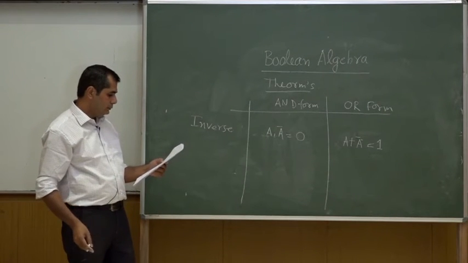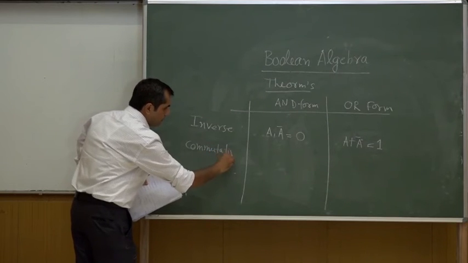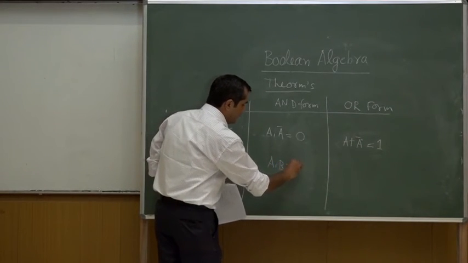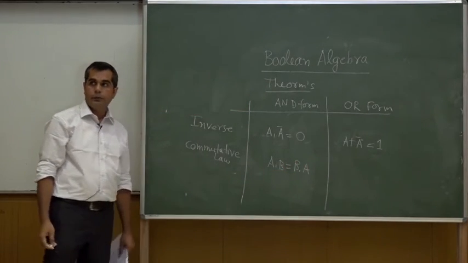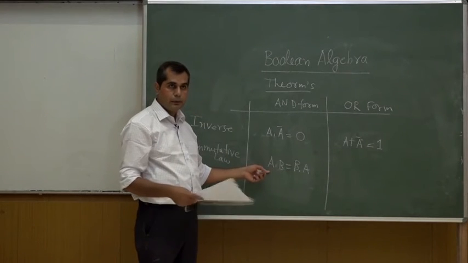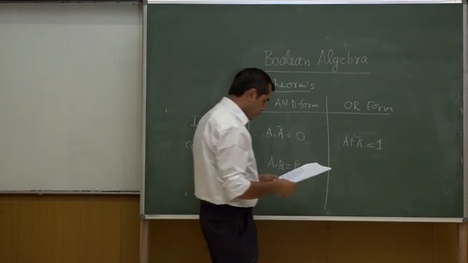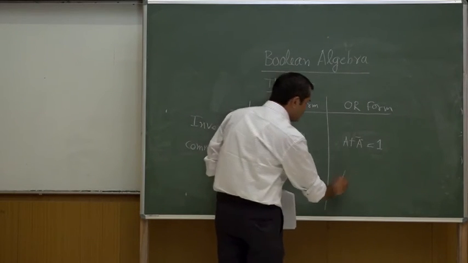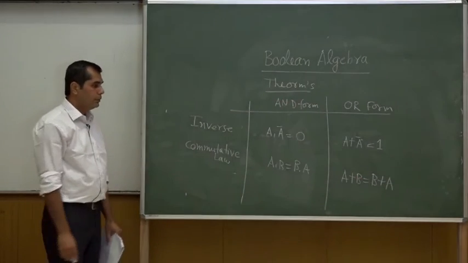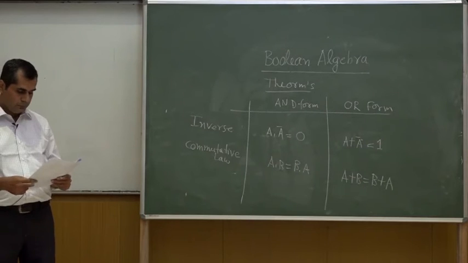Then we have the next law, that is called commutative law. Commutative law says that A dot B is equal to B dot A. If you have two variables A and B and you are doing the AND operation, it does not matter what sequence you take. If you take A dot B or B dot A, both are the same. And similarly, it is also true in OR form. In OR form, it becomes A plus B equal to B plus A. So, whether you take 0 plus 1 or 1 plus 0, both give you the same result. Then associative law.